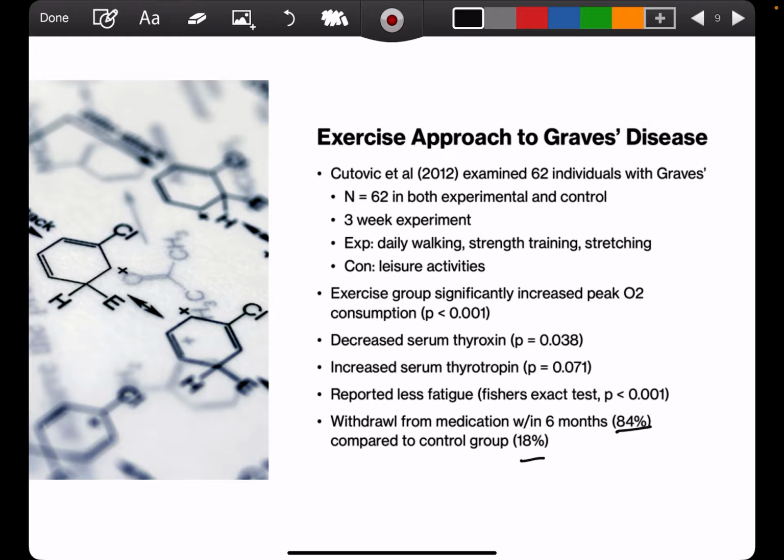And the exercise group had higher rates of withdrawal from medication within 6 months, 84% compared to the control group. So it's pretty evident in a case of hyperthyroidism that exercise is assisting in utilizing those excess thyroid hormones. So really, exercise is effective at managing both disorders.